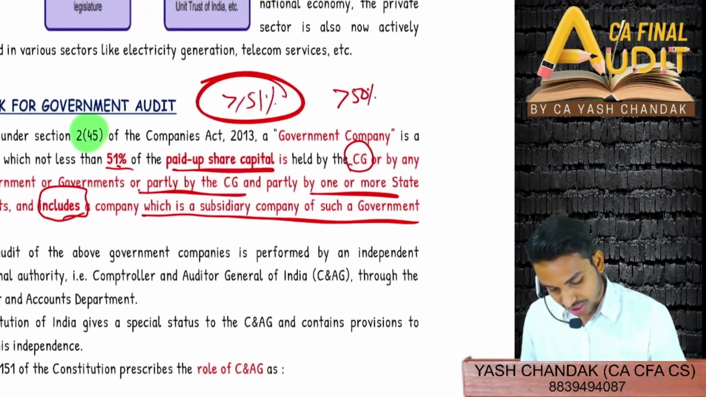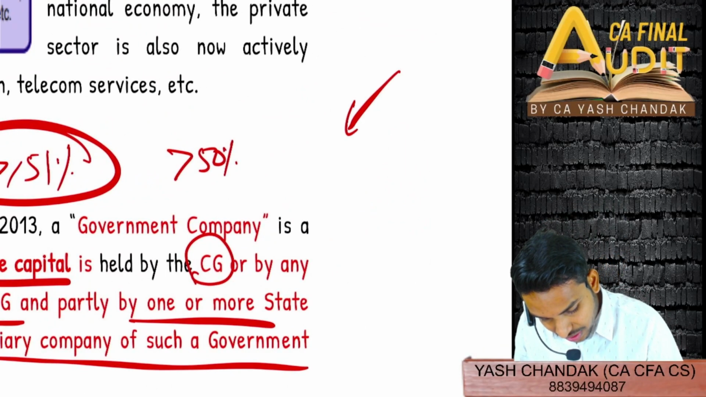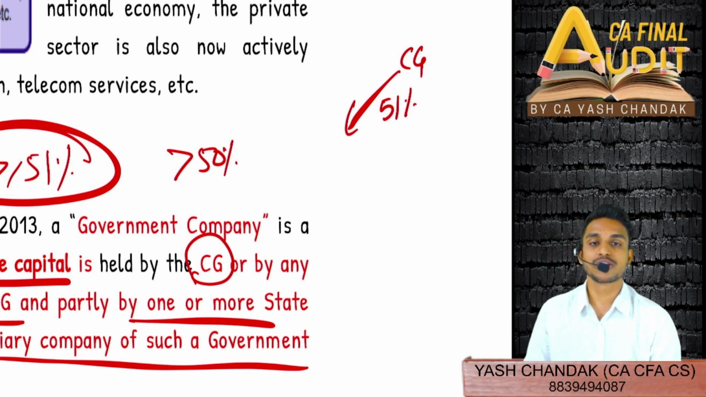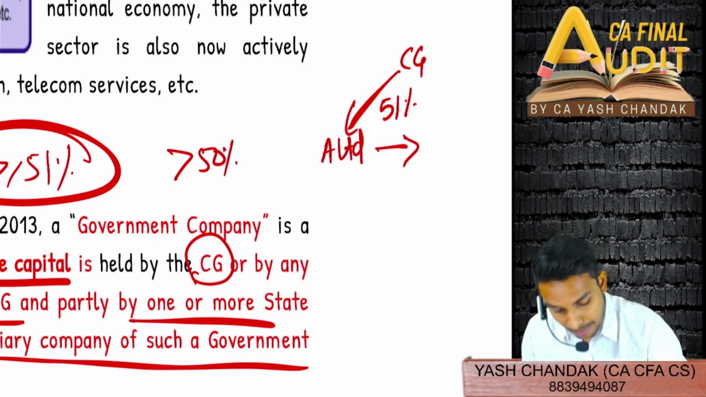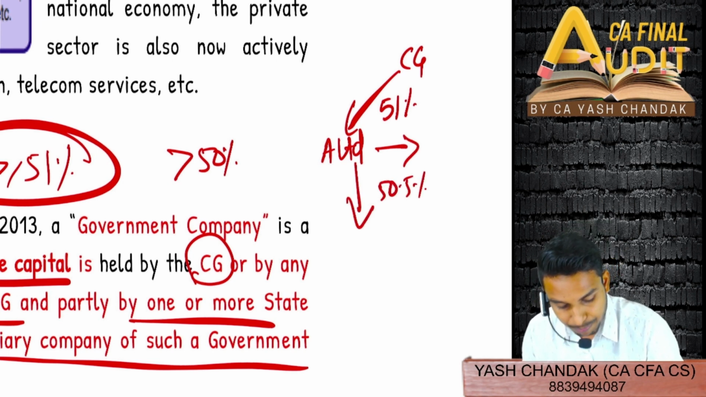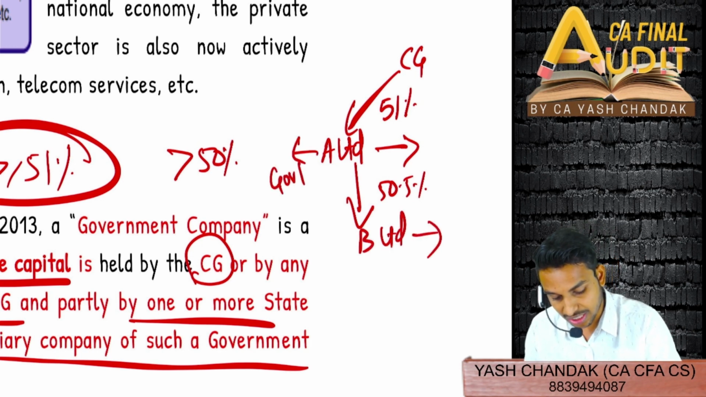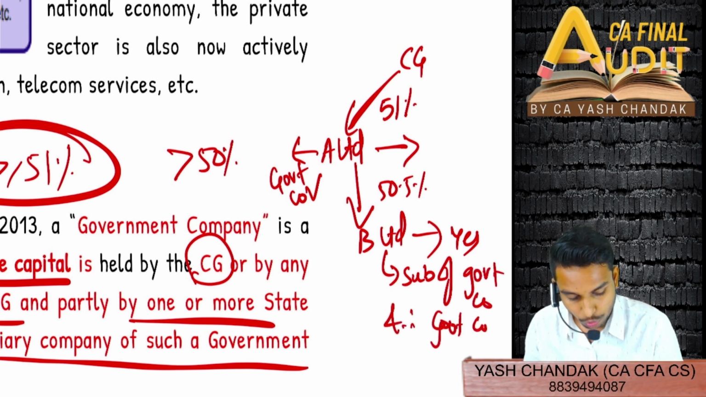Out of this definition, let me ask you some questions, whether you can answer them or not. Let's say a company, A Limited, in which the central government is holding 51%. Will this A Limited be a government company? Yes, it will. But this A Limited is holding 50.5% in B Limited. Then will this B Limited also be a government company? Yes, because it is a subsidiary of a government company, and therefore a government company only.